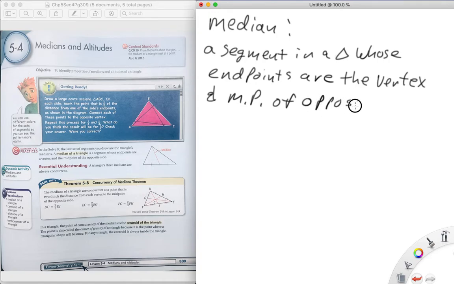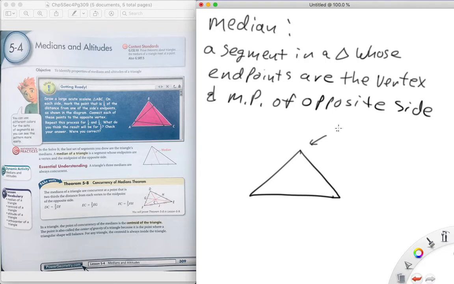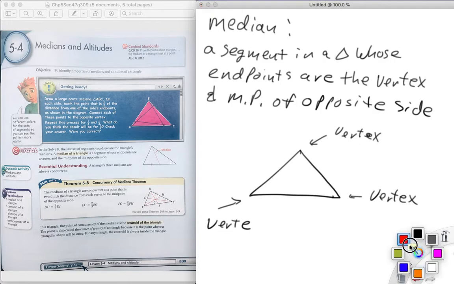Okay, so what does that mean? We have our triangle. Triangle has three vertexes, right? Or vertices. So this is a vertex. This is a vertex. This is a vertex. So it's going to be a segment within the triangle whose endpoint, one of the endpoints, is going to be the vertex.